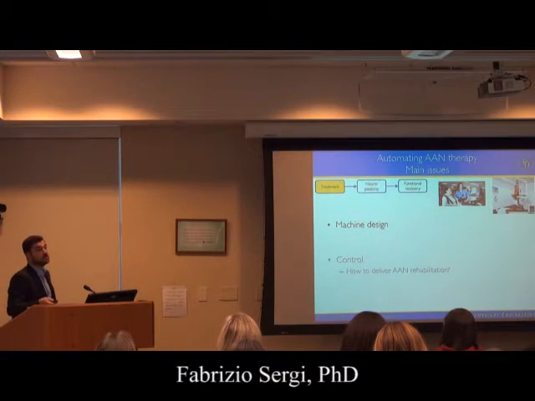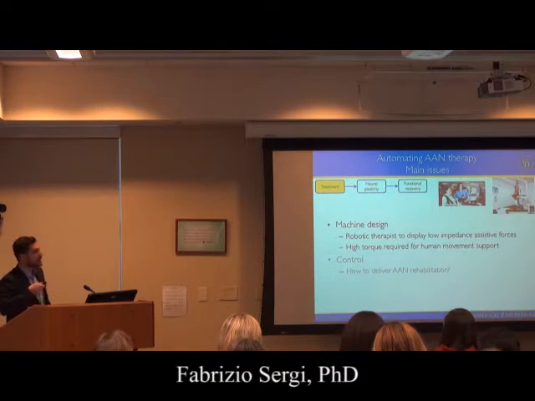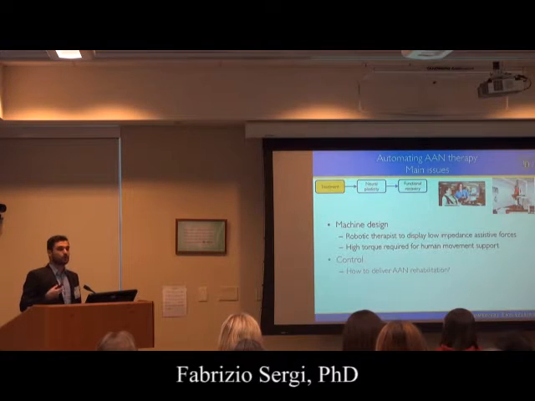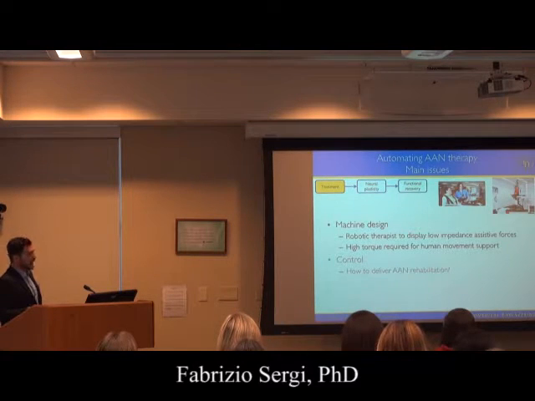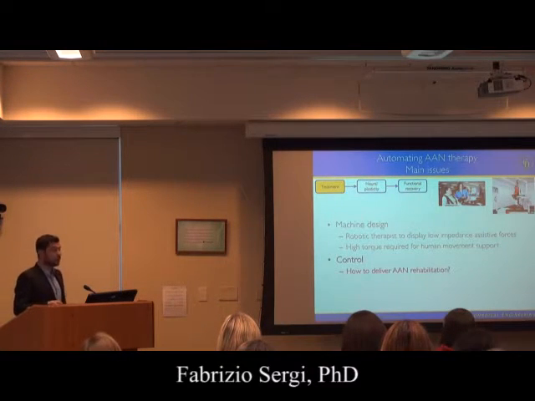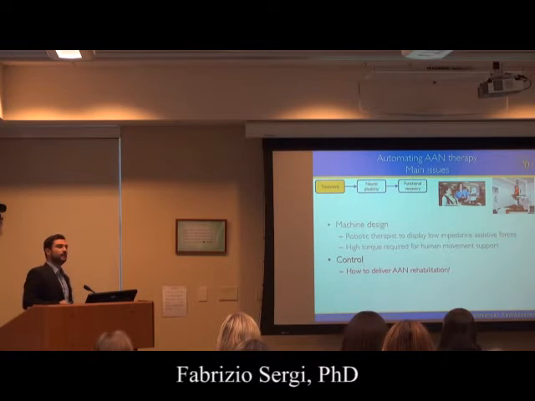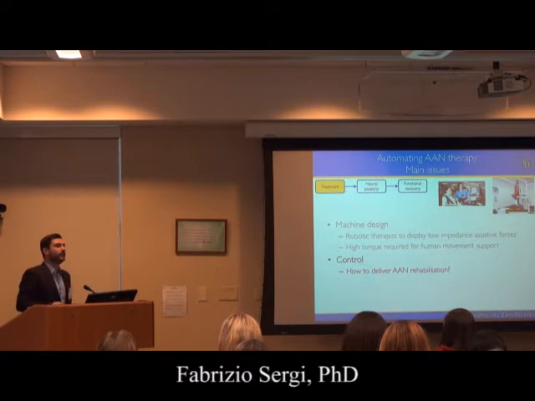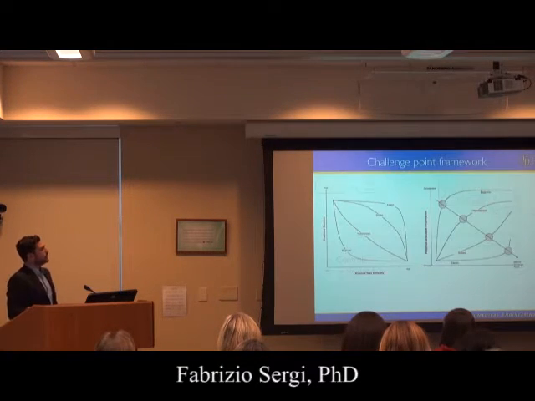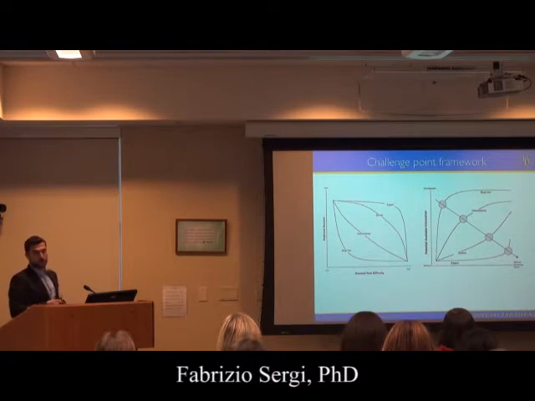One is from the machine design standpoint. We need to develop machines that can apply high forces, but also need to get out of the way to promote volitional control of movements by the subject. Another aspect is the standpoint of control. How do we deliver this assist-as-needed type of rehabilitation? How do we understand where and when to get out of the way? And so there are some conceptual frameworks here that I try to show in this slide.